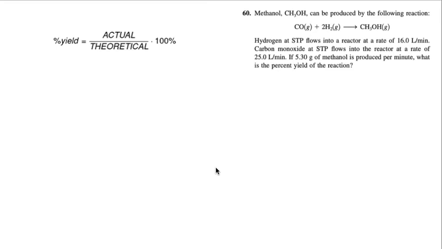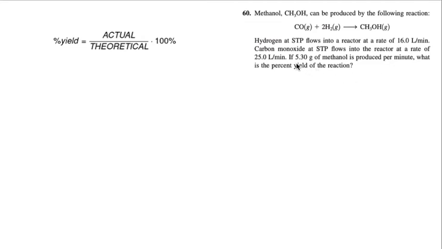Finally, methanol can be produced by the following reaction. And here, hydrogen gas at STP flows into a reactor at a rate of 16 liters per minute, and carbon monoxide at STP flows into the reactor at a rate of 25 liters per minute. If 5.3 grams of methanol is produced per minute, what is the percent yield of the reaction? First of all, totally disregard per minute, because obviously everything is being measured per minute. So if we assume 1 minute, we can just disregard the per minute.